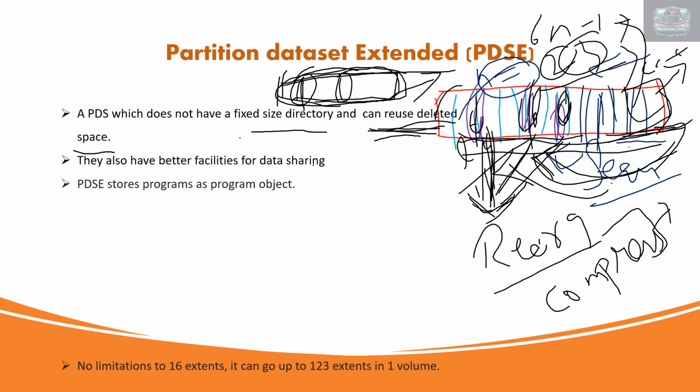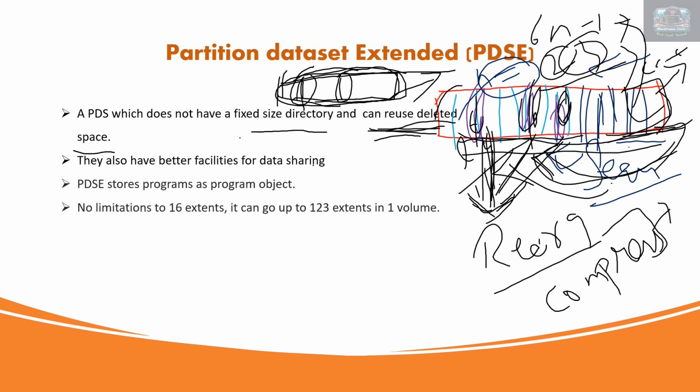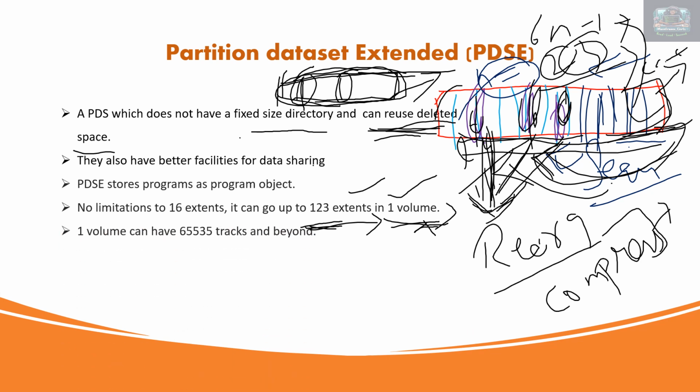And as I told you, it's extended, so it can go up to 123 extents in a single volume, and a PDSE can be there only in one volume. Unlike a PS, it won't be spread over 59 volumes, but it can extend to 123 extents in only one volume. Normally a file in one volume, if it is created, will be only 65,535 tracks, but a PDSE can go more than 65,535 tracks and 123 extents in a single volume.